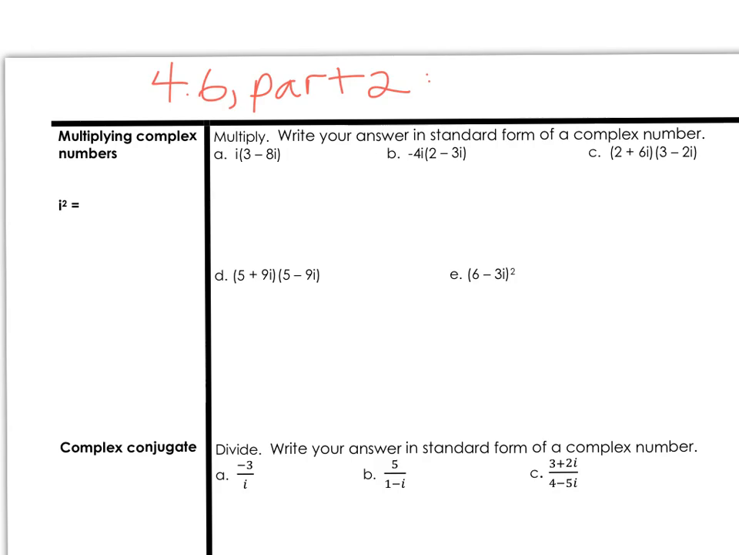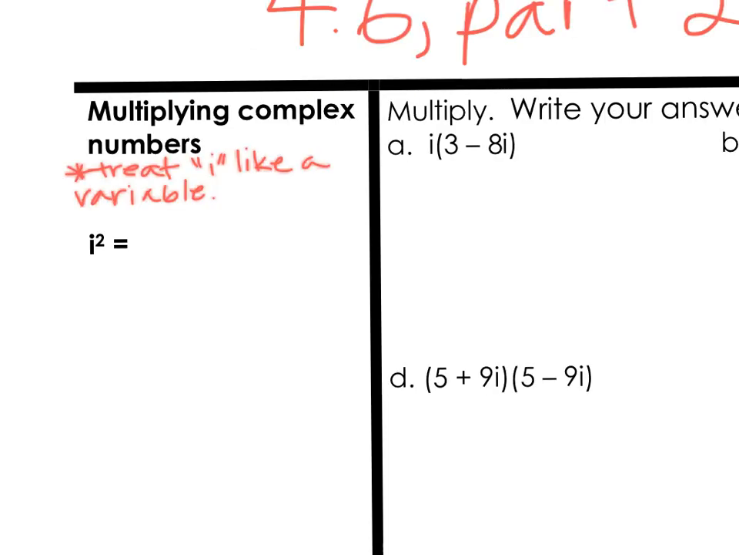In the second part of Lesson 4.6, we will multiply and divide complex numbers. When multiplying with i, we'll treat it like a variable. We can multiply it by a number and we can multiply it by another i. Similar to x, if we multiplied x times x, we would get x squared. Similarly, if we took i times i, we would get i squared.